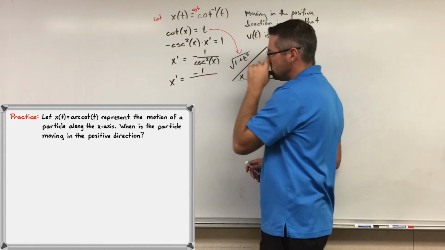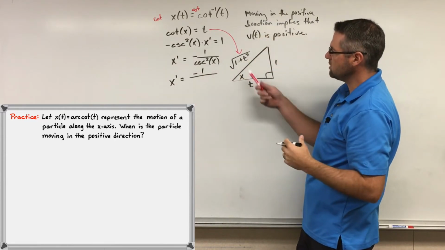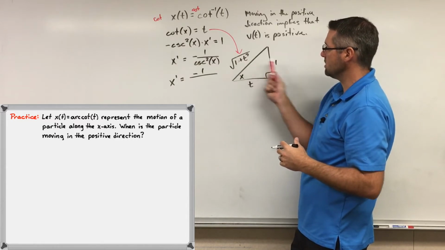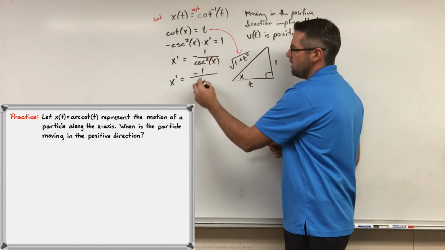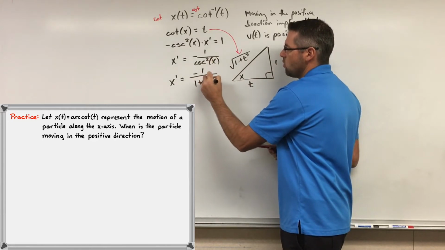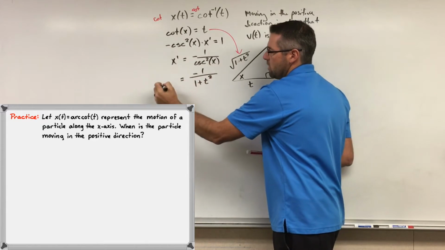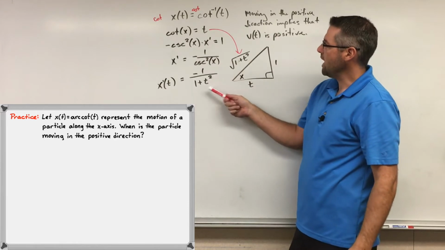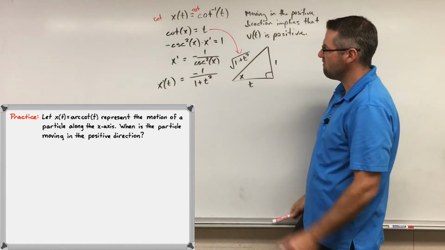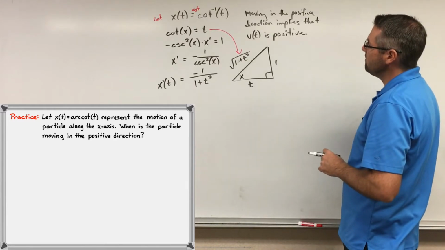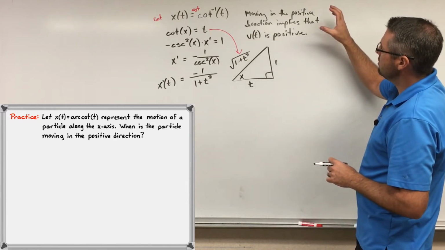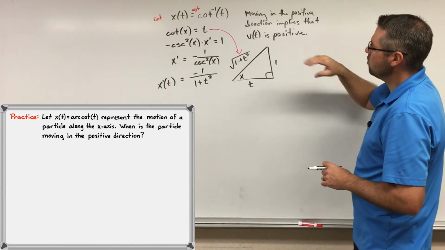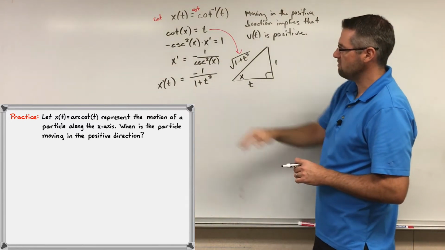Cosecant is the reciprocal of sine, so it's going to be hypotenuse over opposite. So it'll be this over this, or just this, because that's just 1, and then square it, because we're squaring here. So then we're going to get 1 plus t squared. So x prime of t is equal to negative 1 over 1 plus t squared, and x prime is the velocity. So we've got what we need. Now we need to figure out when the particle is moving in the positive direction. So we are looking for when velocity is positive here.